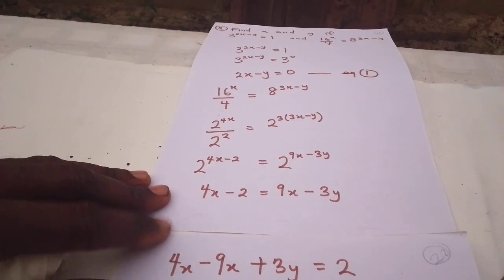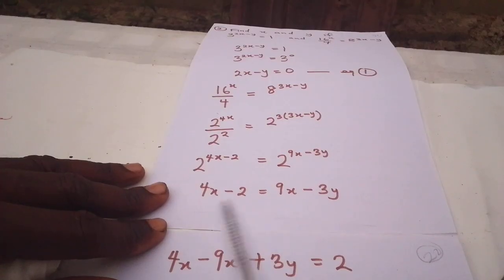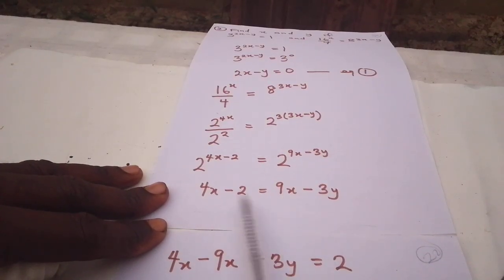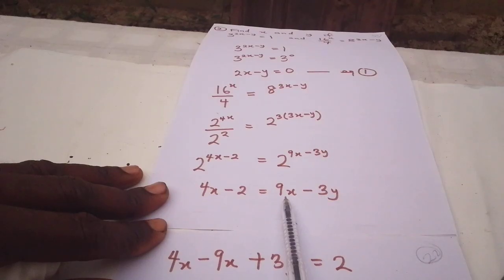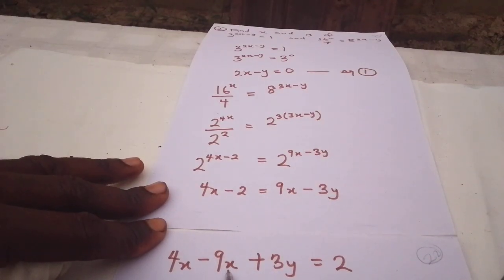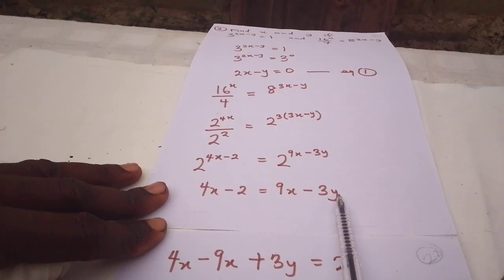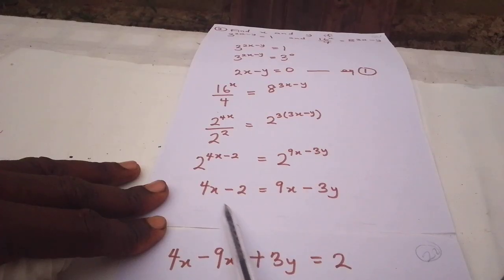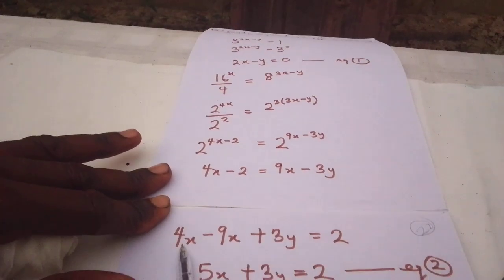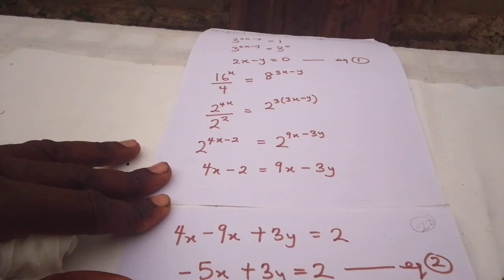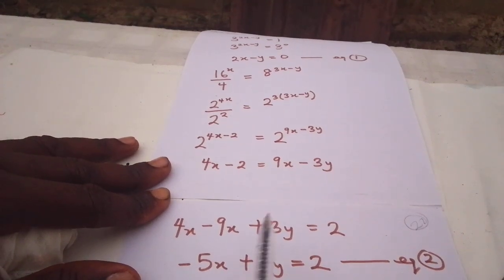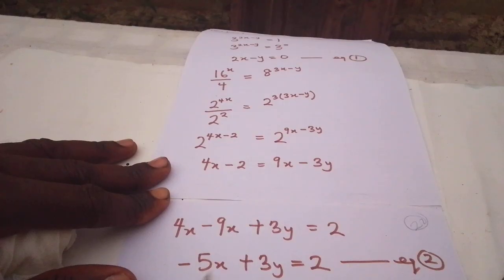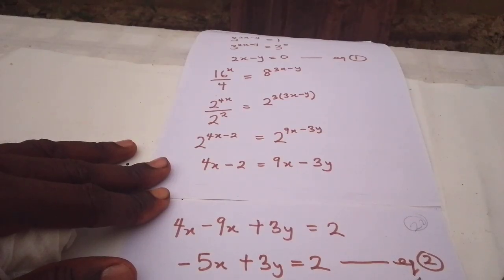From here we can make the x and y terms be on one side and the constant on the other side. So this is plus 9y here. When this one comes here, it turns to minus 9x. We have minus 3y here. When it crosses the equality sign, it turns to plus 3y. This is minus 2. When it comes here, it turns to plus 2. So you now have 4x minus 9x, which is minus 5x, plus 3y is equal to 2. So we have minus 5x plus 3y is equal to 2. This is our equation 2.